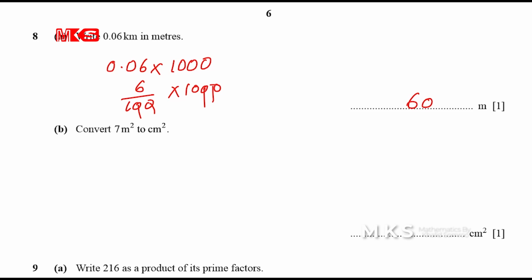Another method: when multiplying by 10, 100 or 1000, we simply move the decimal point a number of steps equal to the number of zeros. So here we have 3 zeros in 1000, so this decimal point will be moved 3 places to the right. That will give us 060, which is 60 meters.